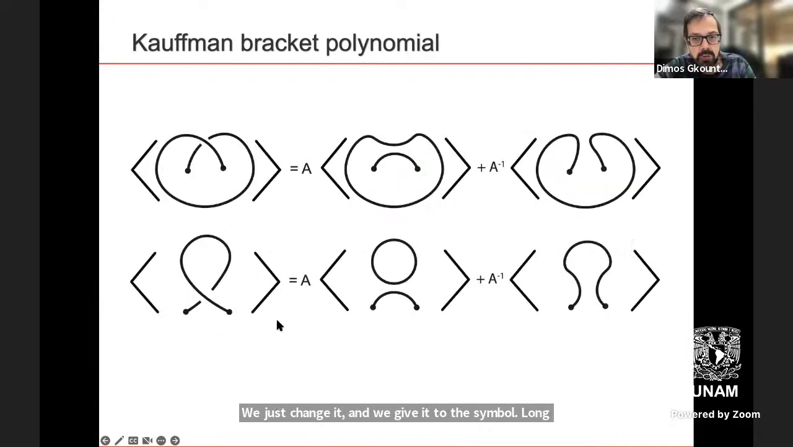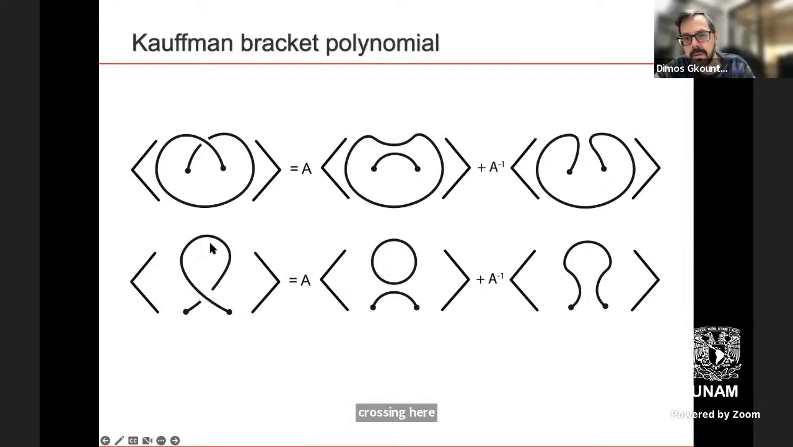Okay, so let's do some computations here. We have this simple knottoid that has one crossing, and we have also a Reidemeister one move here. So we will see that we have one crossing, we smooth it one way, we smooth it the other way.